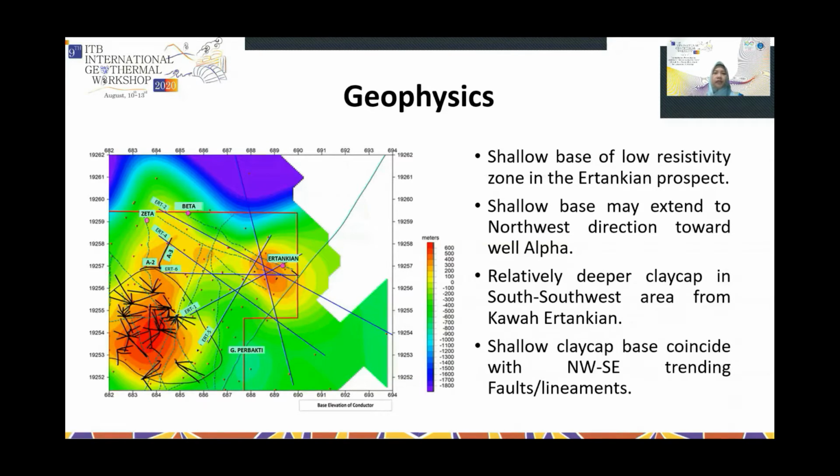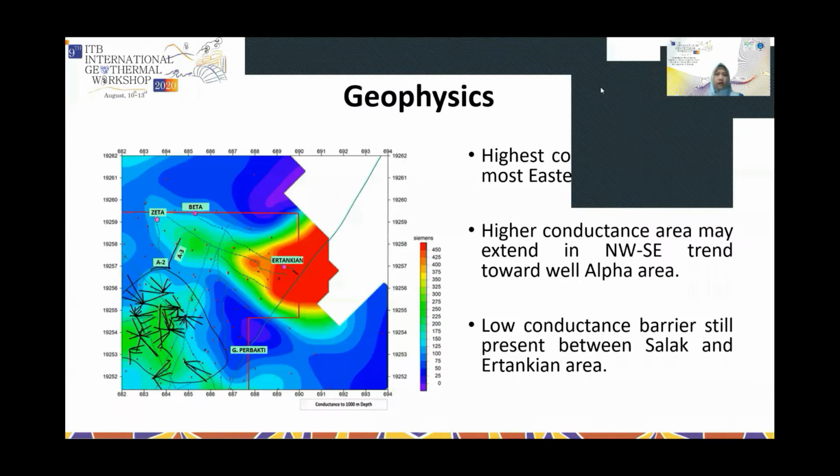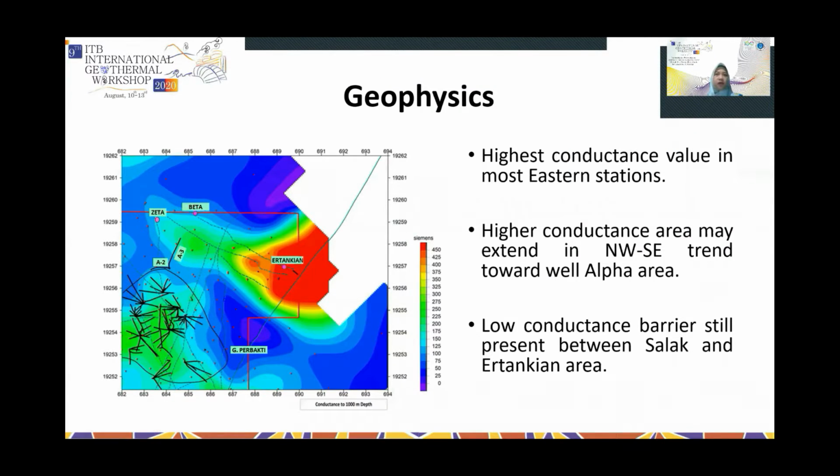However, there is minimal information to describe the area east of the Ertankian thermal area, as the latest MT stations were located west of the Ertankian prospect. In addition to the information from the base of the conductor, the total conductance map shows the highest value is in the East Ertankian thermal area, although there are not many MT stations in this general area. The higher conductance region indicates higher intensity of conductance and trends in a similar northwest-southeast direction toward the A-3 well, as the trend of the shallow conductor.